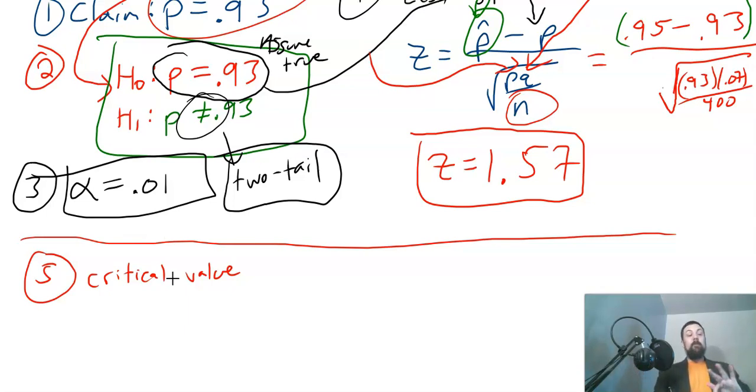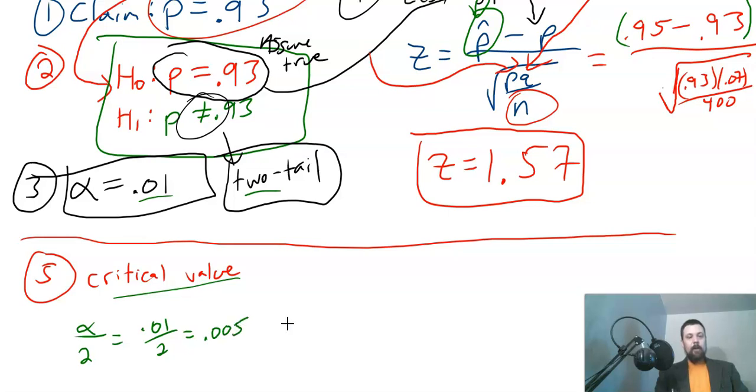And so you have to find both, even though you just need one of those to draw a conclusion from. So for critical value, what we want to do is take the value of alpha, which is 0.01. And it's a two-tailed test. So for a two-tailed test, we have to take alpha and divide it by 2 for the critical value. So 0.01 divided by 2, which is going to be 0.005.